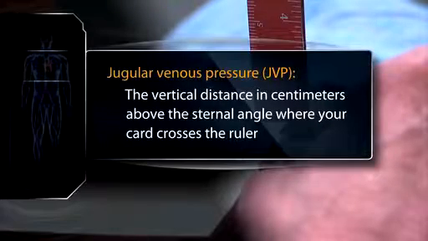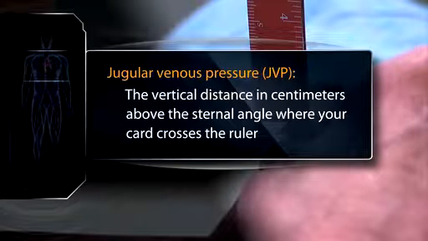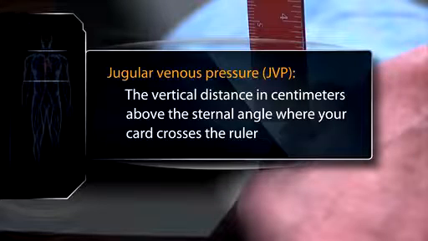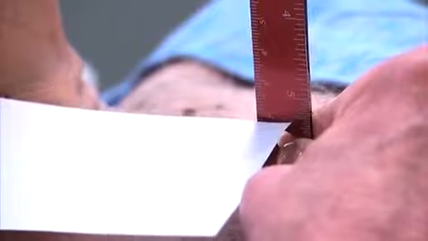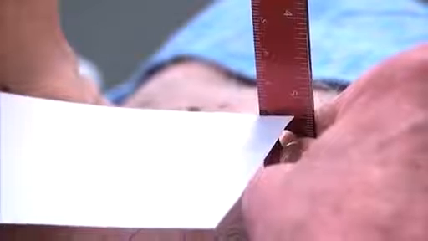Make sure one edge of the card is at the point of oscillation of the jugular venous pulsations, making sure to keep the card horizontal. Read the vertical distance where the card crosses the ruler. This measurement identifies the jugular venous pressure, or JVP, the vertical distance in centimeters above the sternal angle where your card crosses the ruler. Round your measurement off to the nearest centimeter. In this patient, the JVP is about 2 centimeters above the sternal angle.